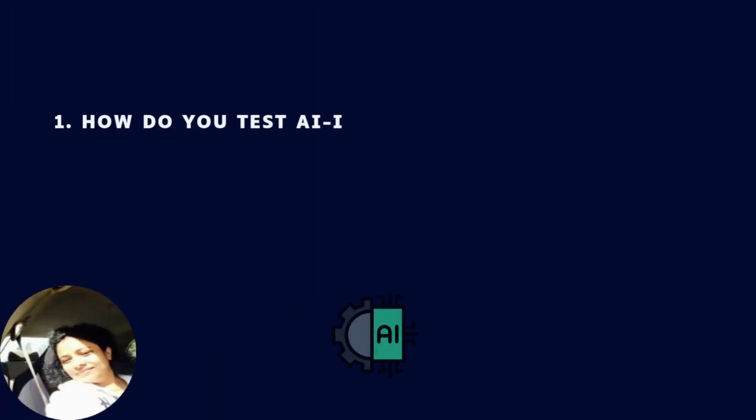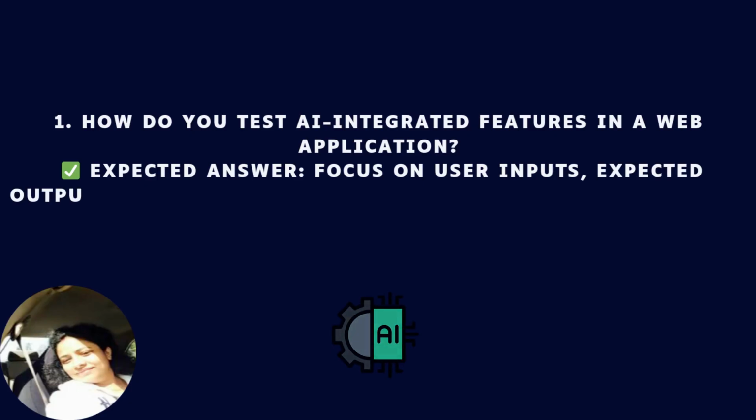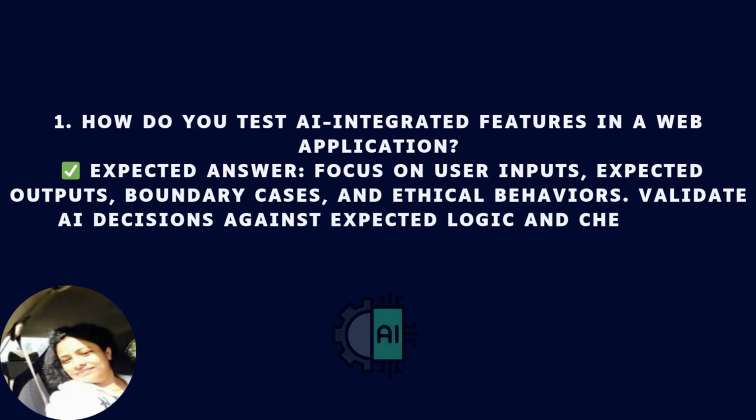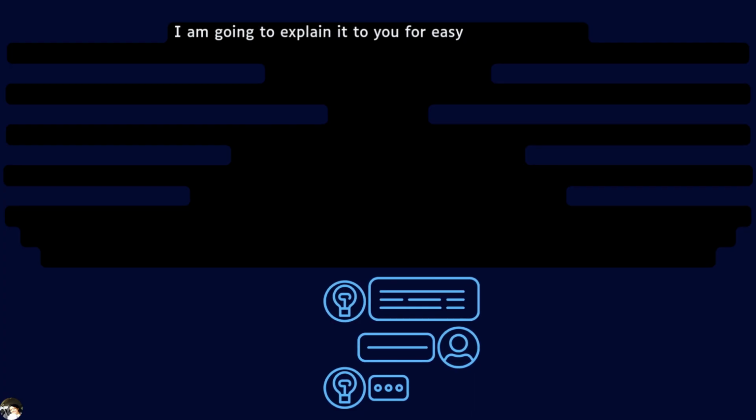Question 1. How do you test AI integrated features in a web application? Expected answer: focus on user inputs, expected outputs, boundary cases, and ethical behaviors. Validate AI decisions against expected logic and check for explainability. I am going to explain it to you for easy understanding.